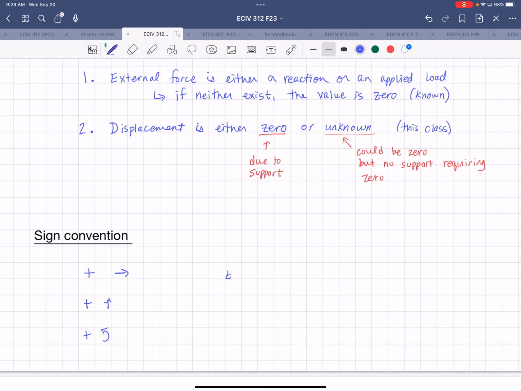And I'll just note here, the exception is if we have truss or frame elements locally, where the axial and transverse directions will vary.